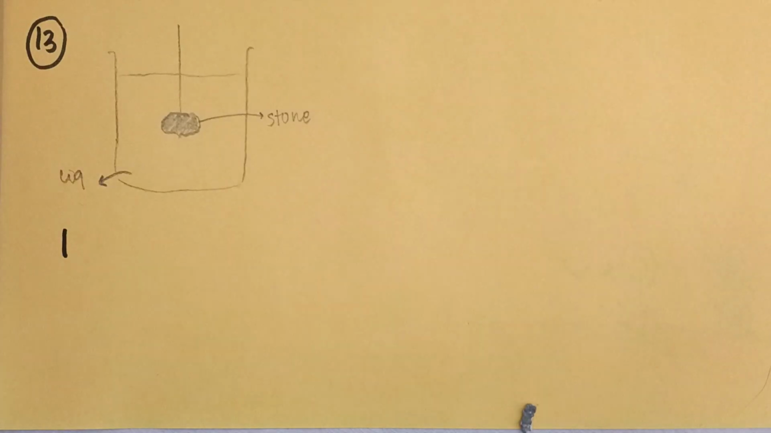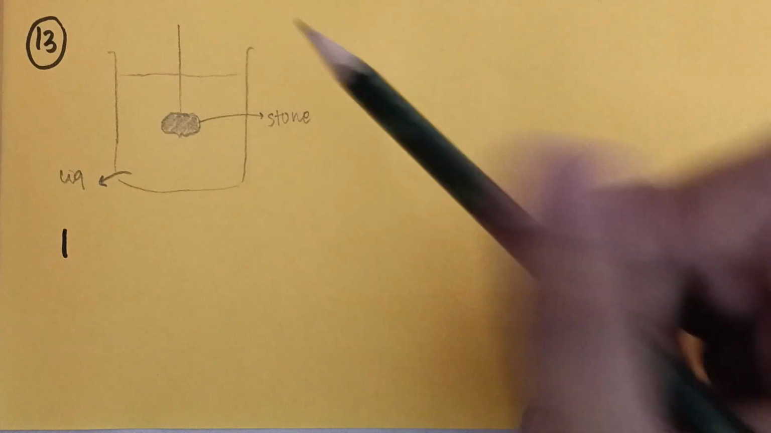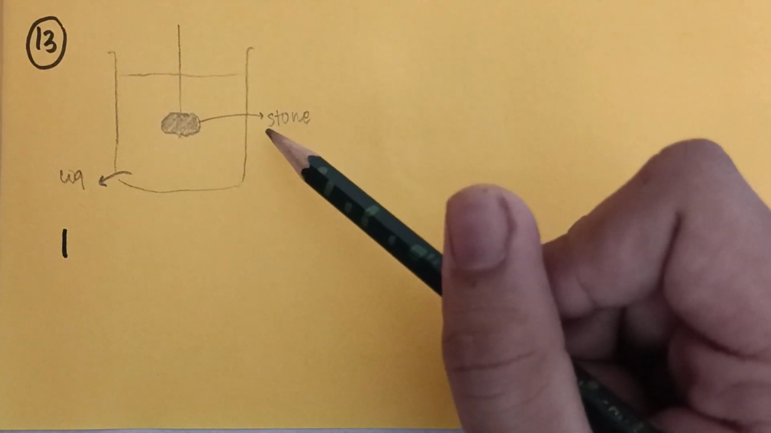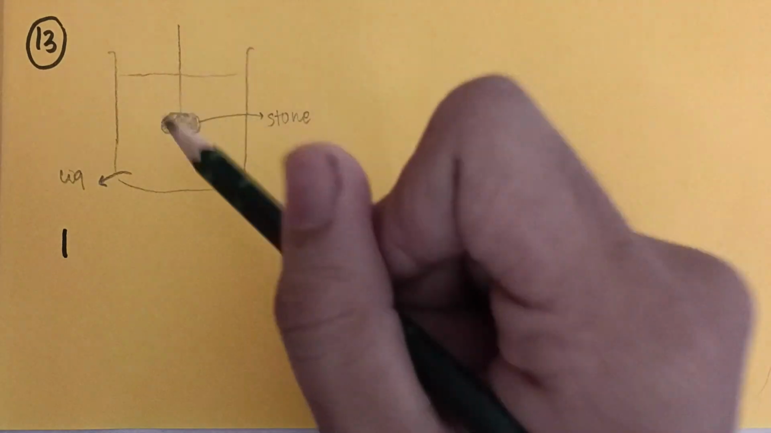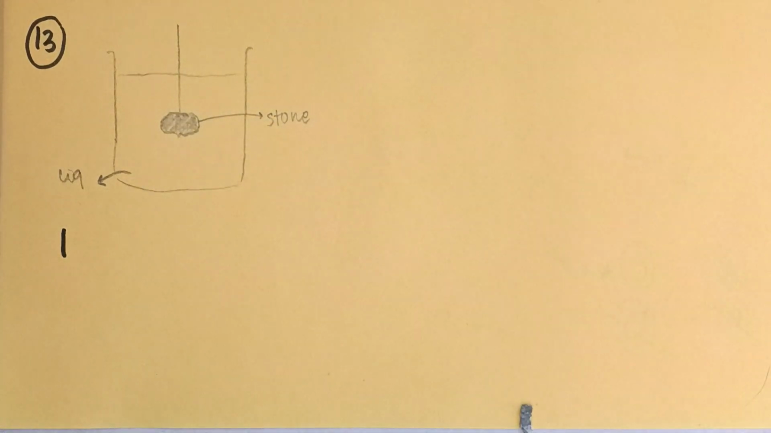Question number 13. This is a purely conceptual question. We have been given a diagram. This over here is some kind of tumbler and it has been filled with water. And there's a stone that is lowered down inside the water using a string. This over here is a string. The question is, what would increase the pressure on the stone?